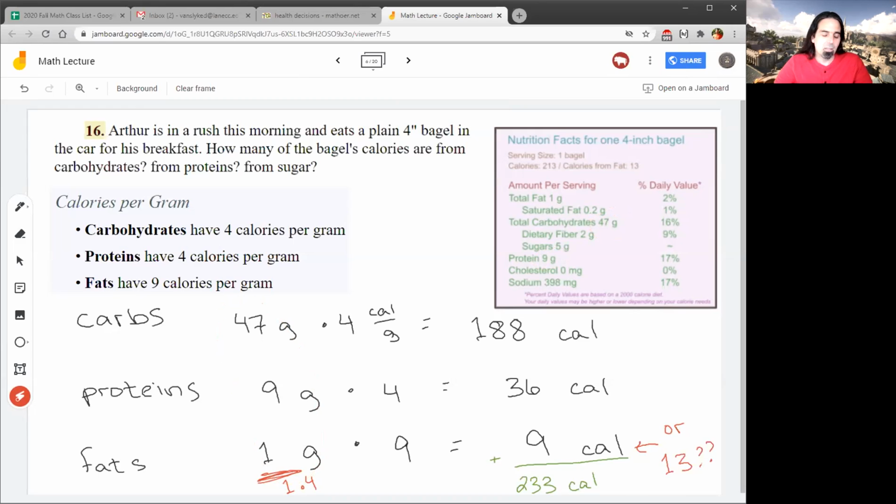So once again, calorie math, it's good for some basic information, but don't trust this is the most accurate thing ever. Okay, it also asked us from sugar.